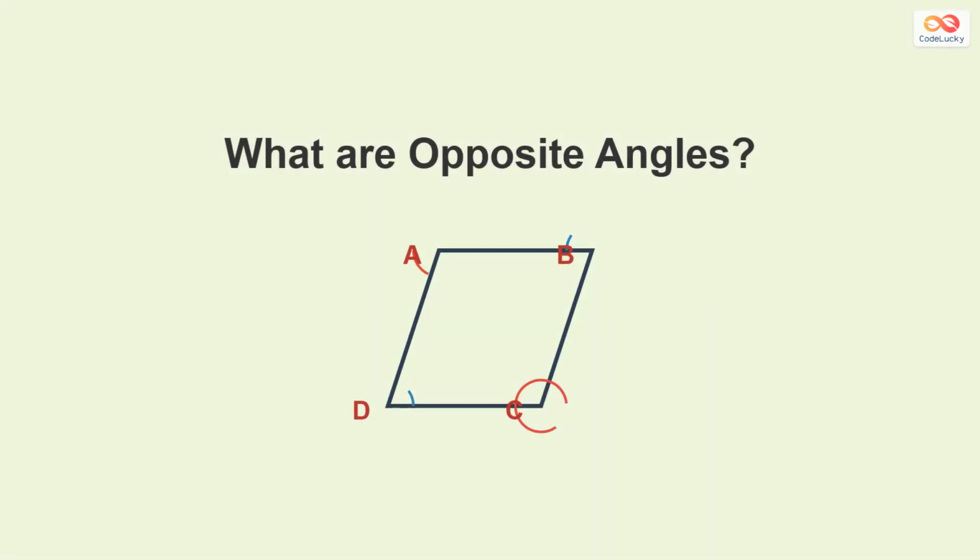Inside any parallelogram, there are four angles. The angles that are directly across from each other are called opposite angles. In our diagram, angle A is opposite to angle C, and angle B is opposite to angle D. There are two pairs of opposite angles.